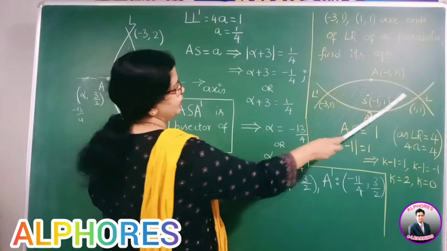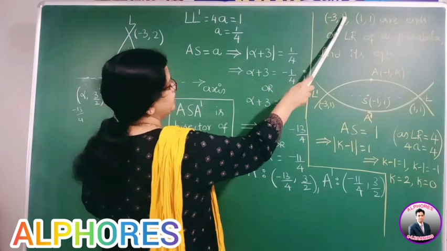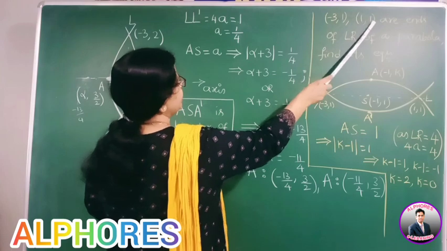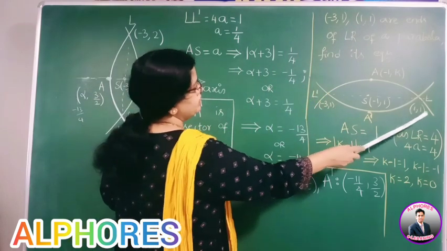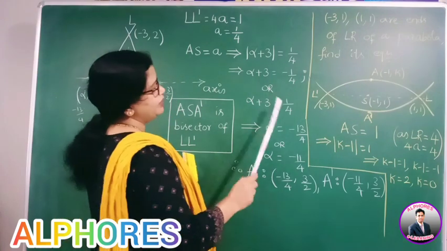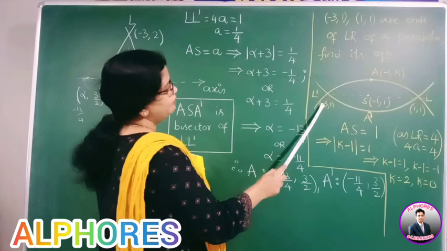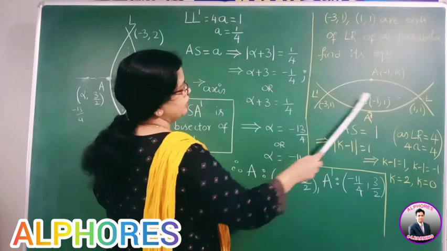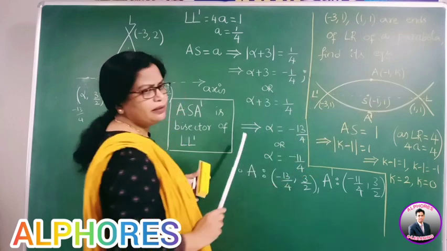That means here LL', this latus rectum, is parallel to the x-axis because the ordinates are the same. Therefore, this is (-3, 1) and this is (1, 1). And what is the focus here? Again, just as we have done, the midpoint of LL' is nothing but the focus, and that is nothing but (-1, 1).